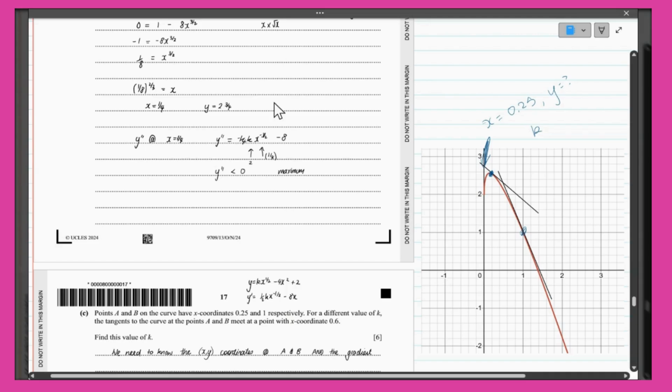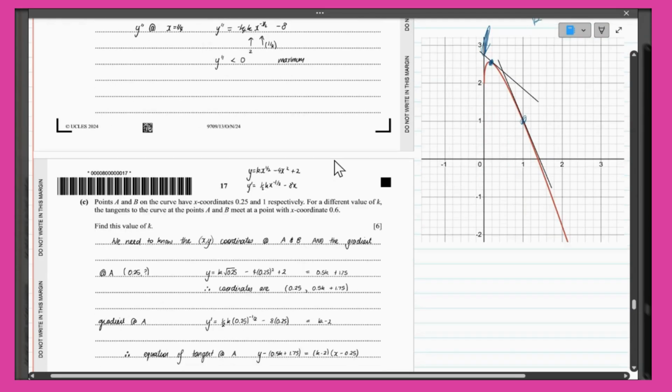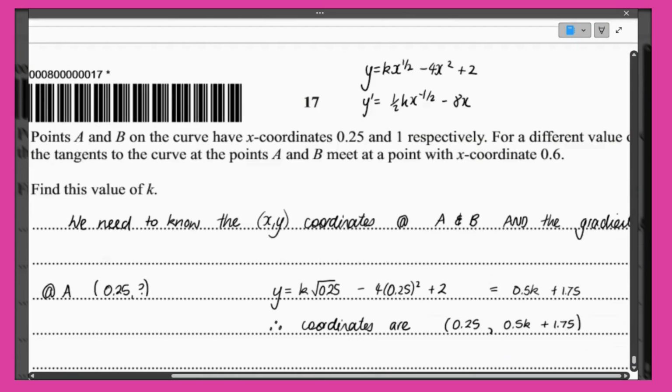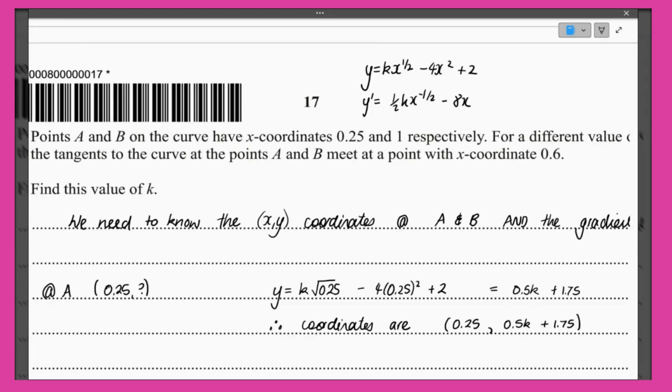So the first line of working that I've done, all I'm trying to do in this section is find out what the coordinate of y is, okay? So I've got x is 0.25. I don't know y, okay? But I know an equation for y. I've got it up here.